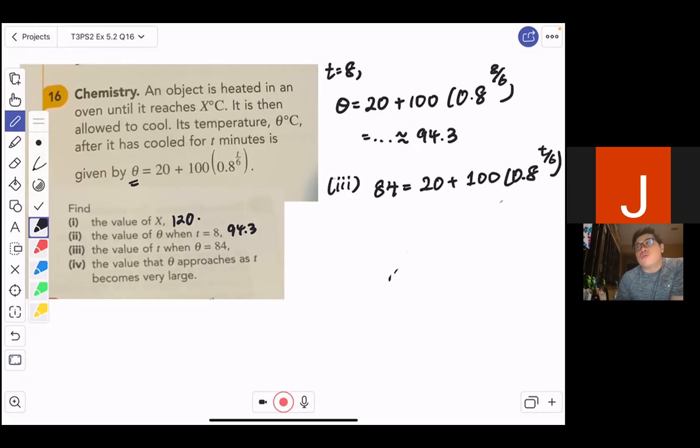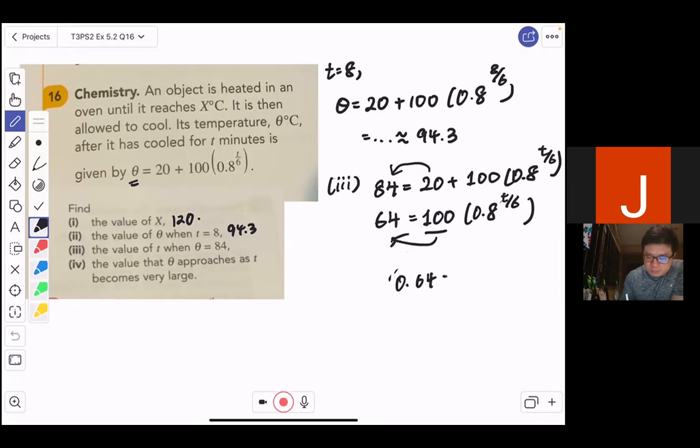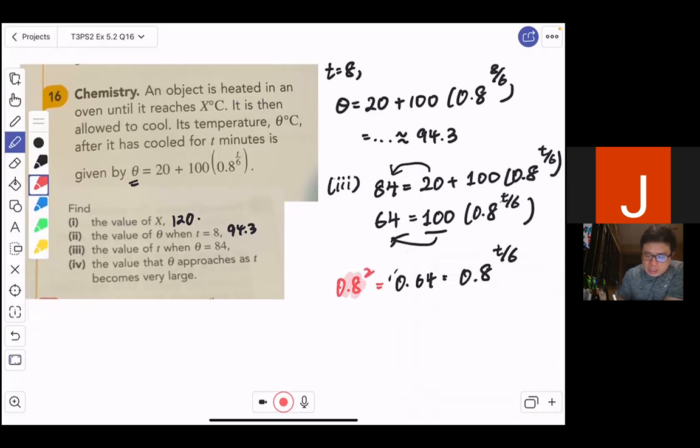The objective here is to find the value of T. Bring over the 20: 84 minus 20 is 64, equals 100 times 0.8 to the power of T over 6. Divide by 100, and that gives 0.64 equals 0.8 to the power of T over 6. At this point you might want to use ln, but in this chapter, topic 3, we haven't used logarithms yet. Just do a quick observation: 0.8 squared is equal to 0.64.